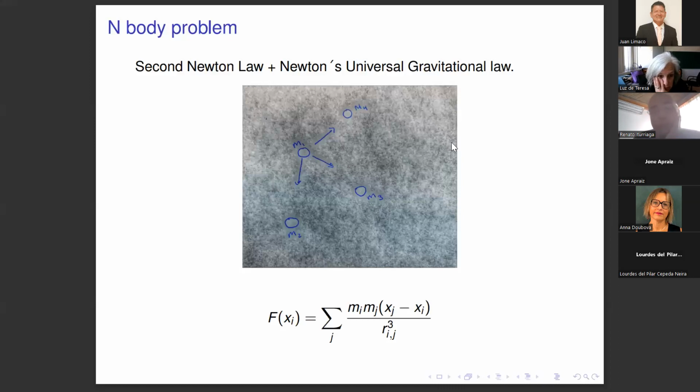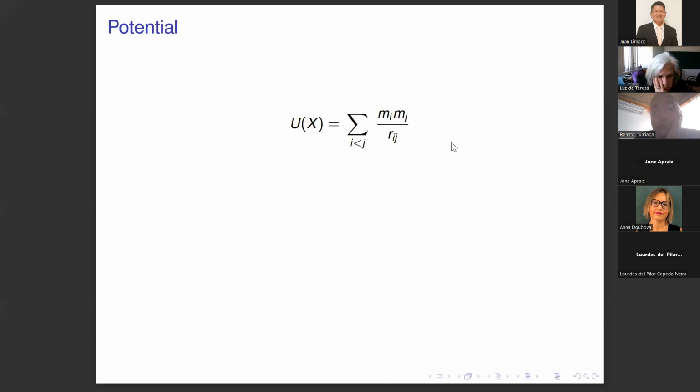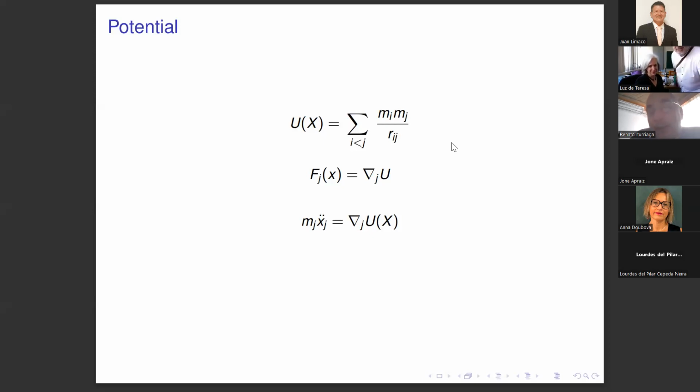And this force happens to have a potential. There's this function U, which is a potential, and that means that the force is the gradient of U. And so Newton's second law just says that the mass times the acceleration is equal to the forces, which in this case is the gradient of U. So that's the n-body problem.